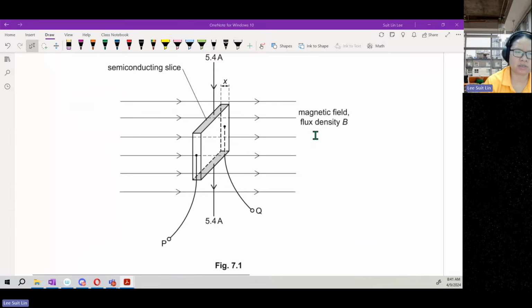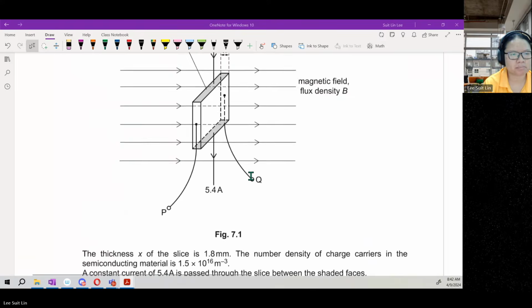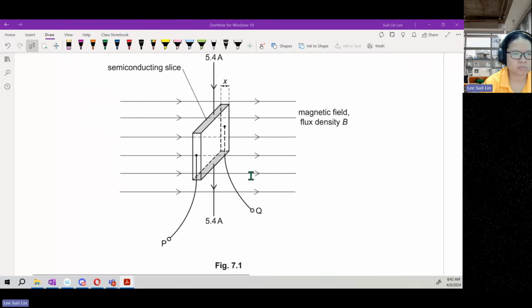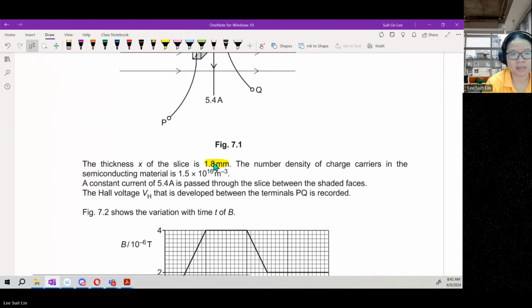Not quite sure whether it's 90 degrees. Let's see what the question says. Thickness of the slice is 1.8 mm. So this thickness here, X, is 1.8 mm. The number density of charge carriers in the semiconductor is this much. This is N.